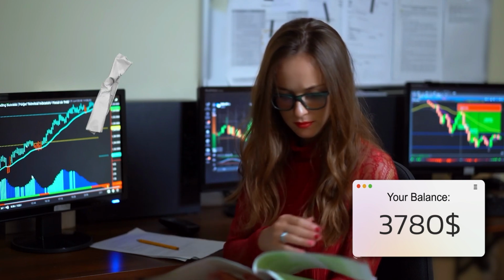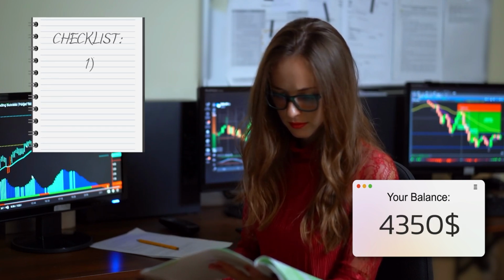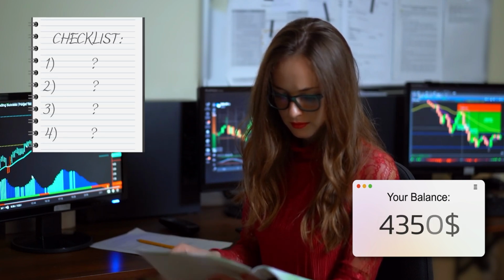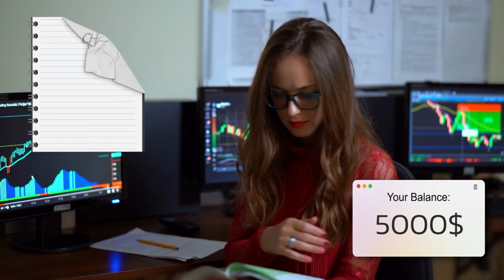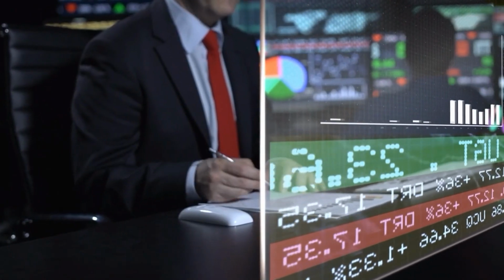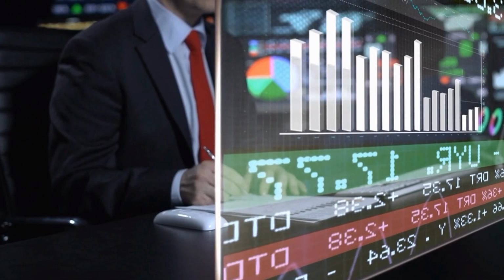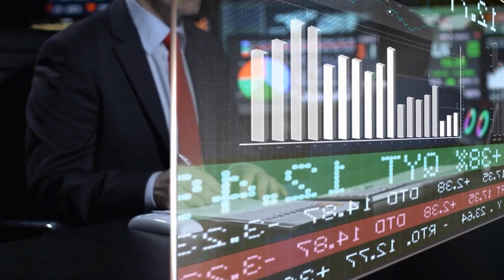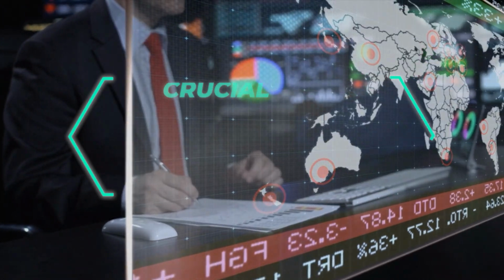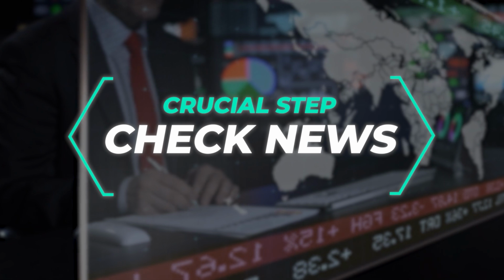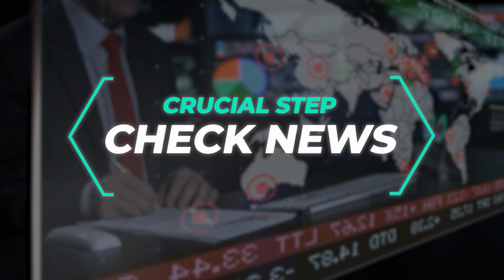So, what should be on the ideal trader's checklist? Today, we're going to break it down one by one so that every trade you make is as well thought out as possible. Before you start analyzing the market and open trades, be sure to check what news is planned for today. This is a crucial step, especially if you trade in the Forex market or other news-sensitive financial markets.